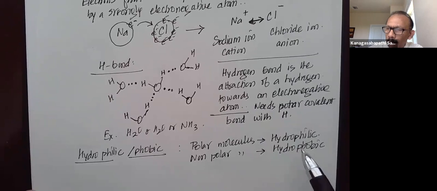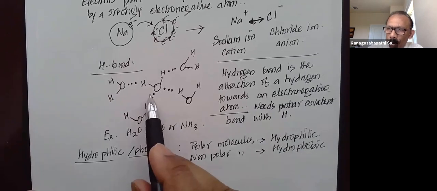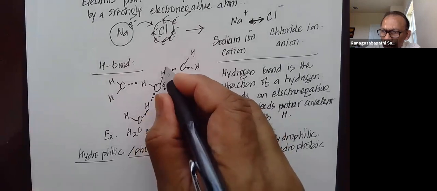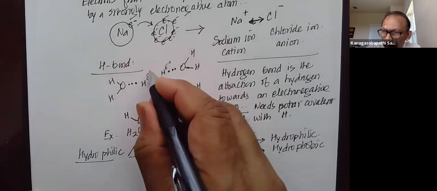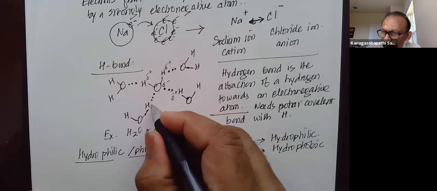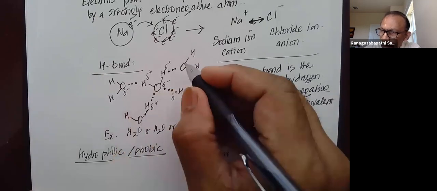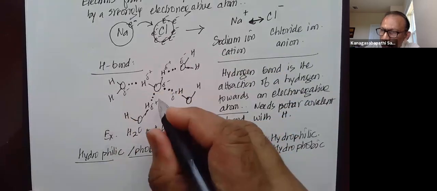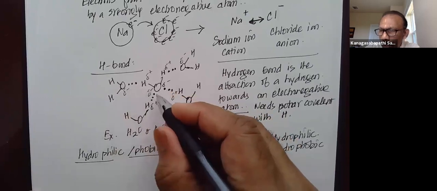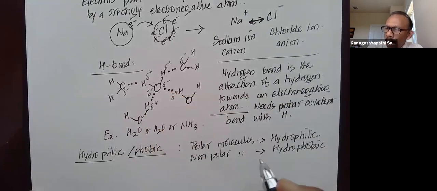Why do they make bonds? Because they are polar. Water is polar. And so this has a partial negative charge. This has a partial positive charge. See how they are attracted to that? This is how the bonding is happening between them. This is a partial negative charge attracting a partial positive charge. Whereas in non-polar, there's no partial negative or positive. It's not going to happen.